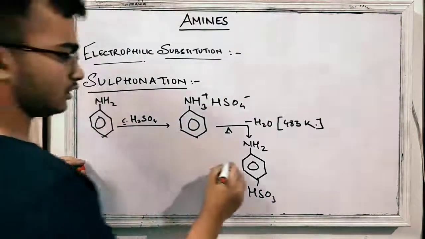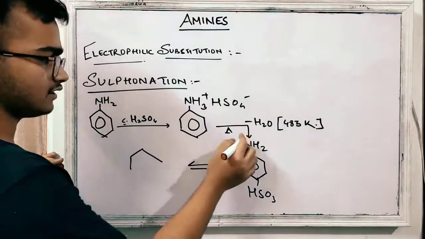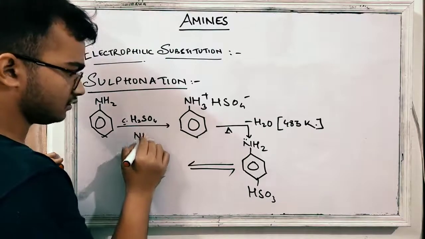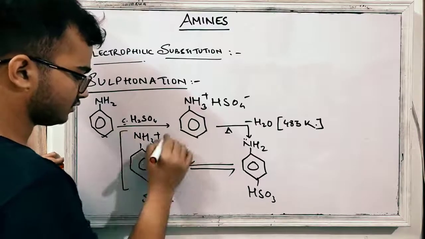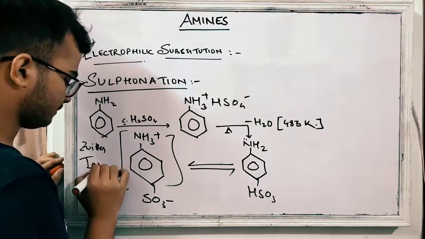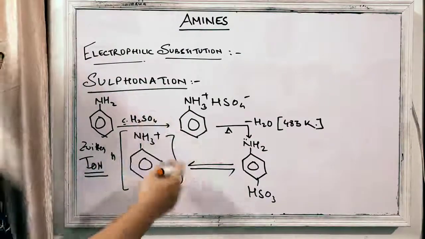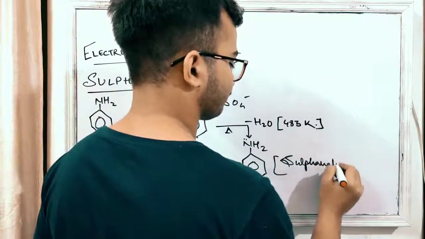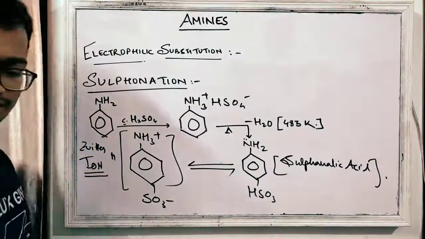Okay. Now a type of rearrangement occurs. Now the H will come here. So this H will have a tendency to go there. So what happens here is this becomes NH3 plus and SO3 minus. Now this entire thing is called the zwitterionic form. Clear? This is called the zwitterionic form, and this is called sulfanilic acid. Clear up to this much?